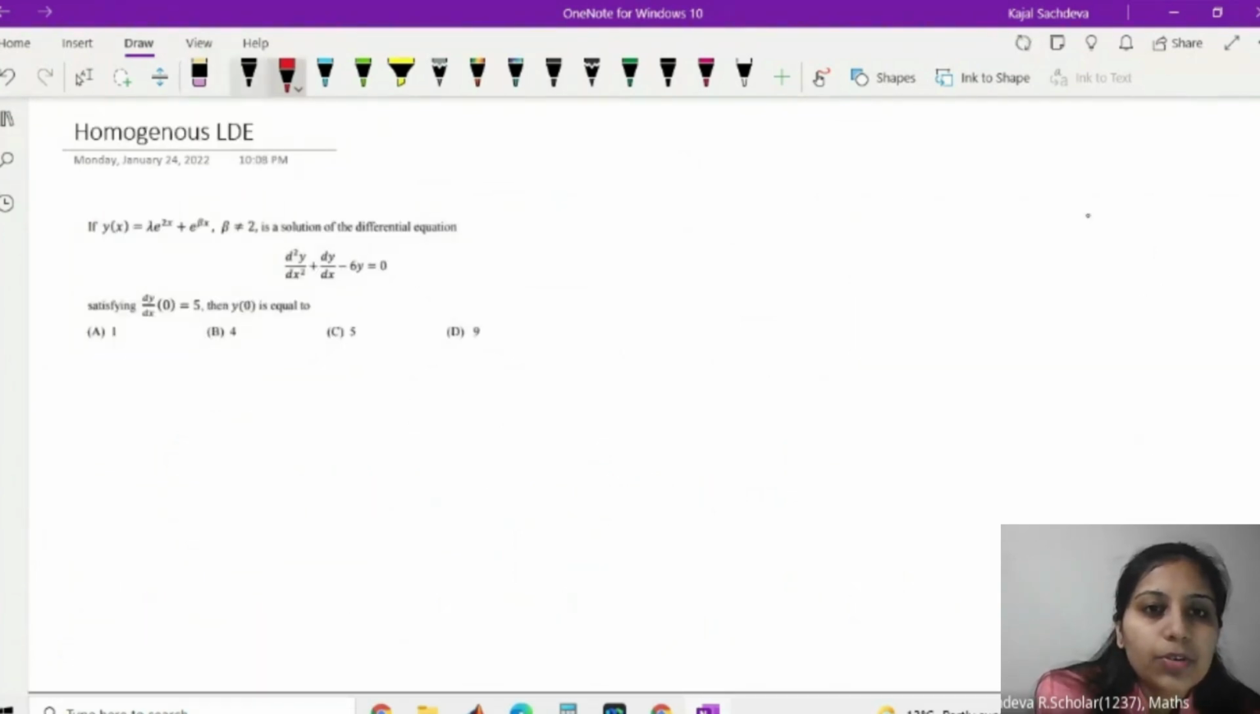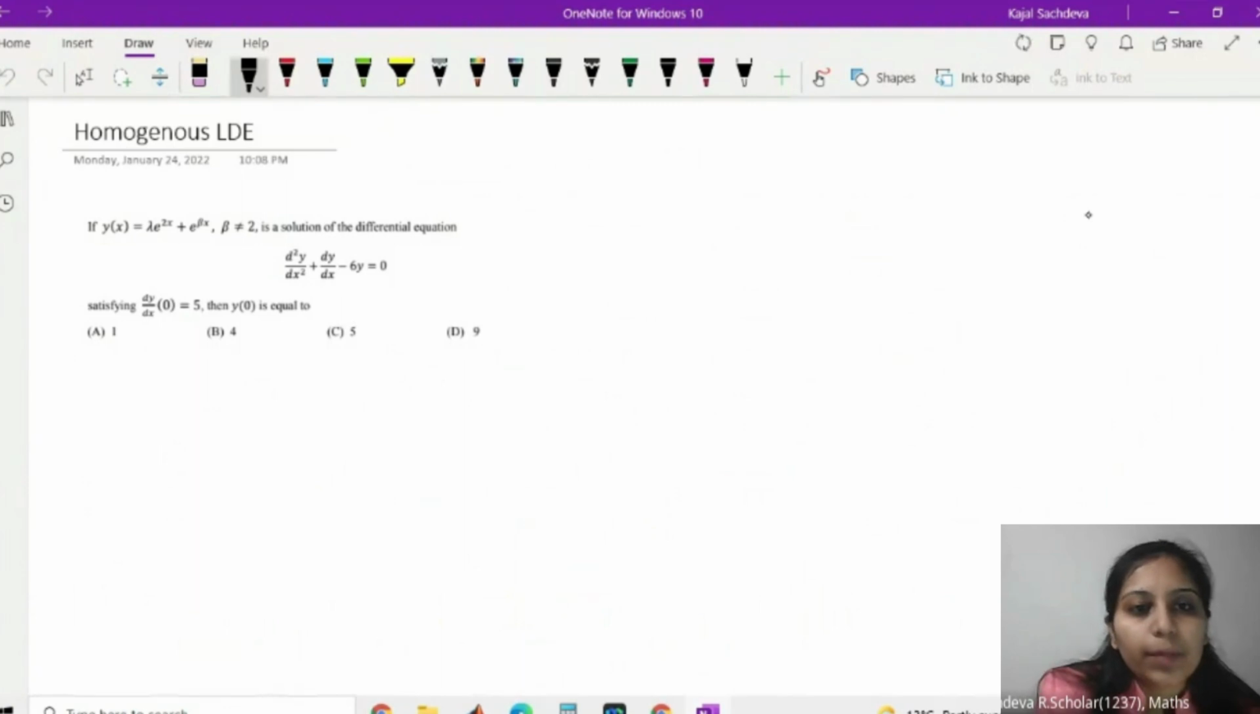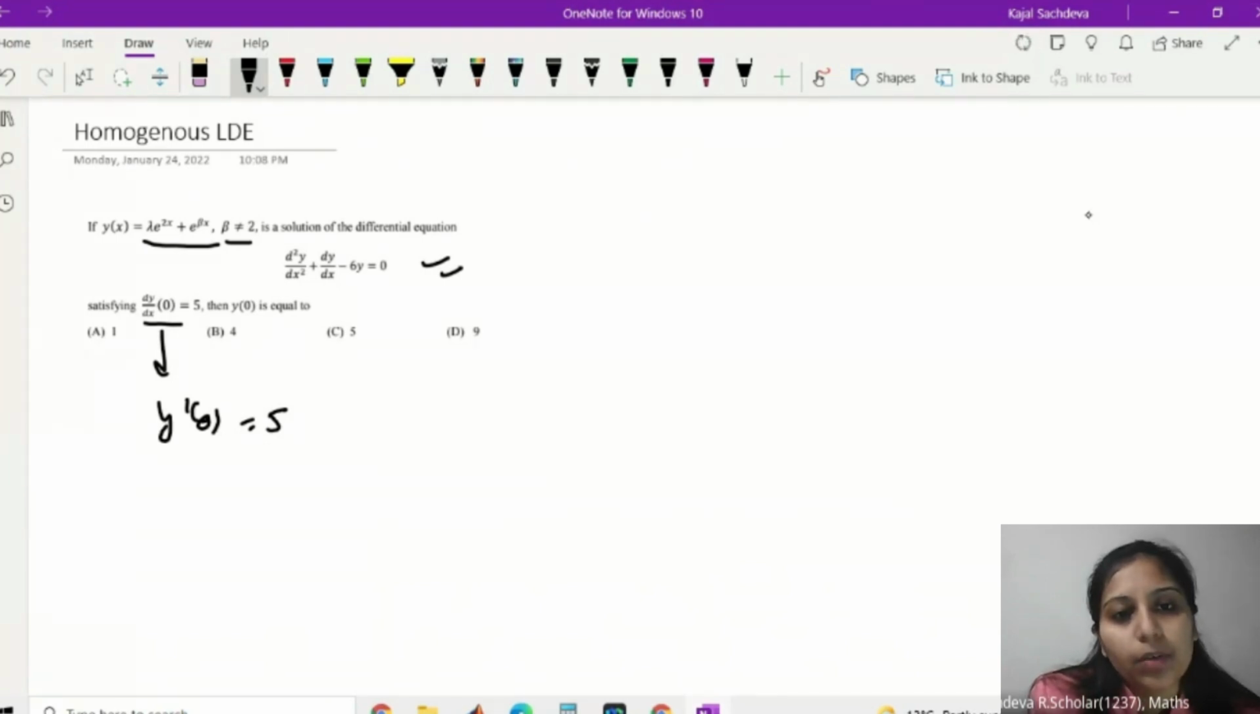So next question is y(x) is equal to lambda e raised to power 2x plus e raised to power beta x, where beta is not equal to 2, is a solution of this differential equation, satisfying y dash 0 is equal to 5 and y(0) value is equal to what? 1, 4, 5, 9. So it is a quite easy question, I would say. You are to just find the solution and compare with it, because the solution is given, but here lambda and beta are unknown.